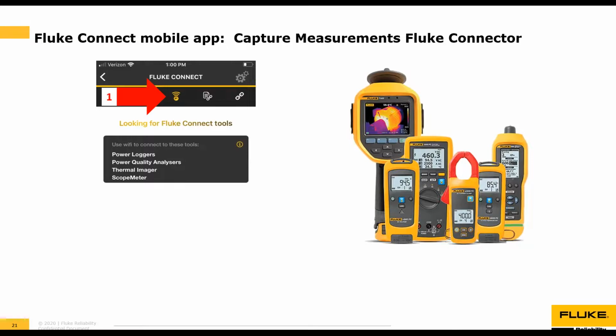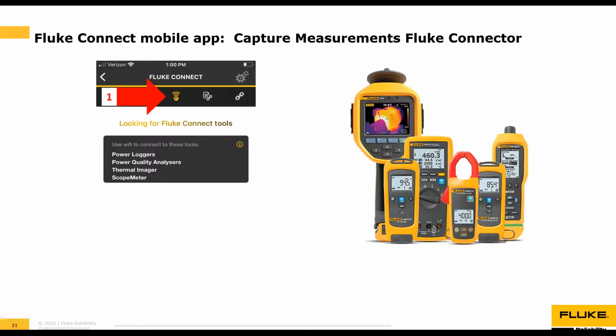Next in the Capture Measurements is the Fluke Connector, and that's going to be the icon you see in the very middle of the top section of your app. It looks like the little Fluke Connect fan icon. When using the Fluke Connect mobile app, you can connect up to 11 tools at one time, 10 using the Bluetooth options and one using Wi-Fi, with each instrument sending a reading to be displayed simultaneously on the app.